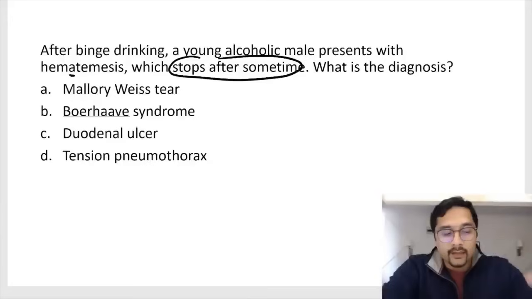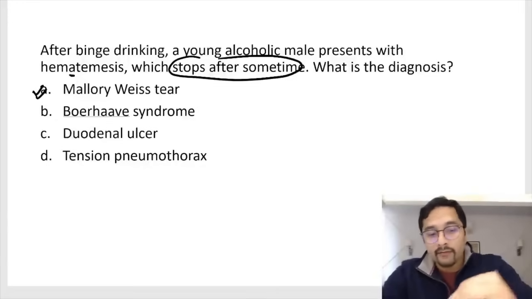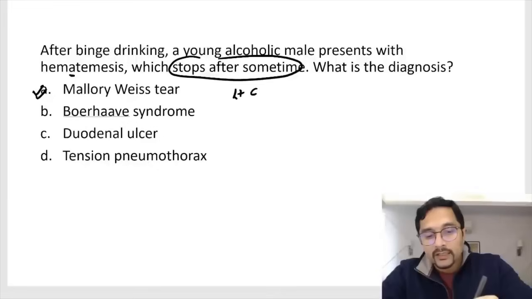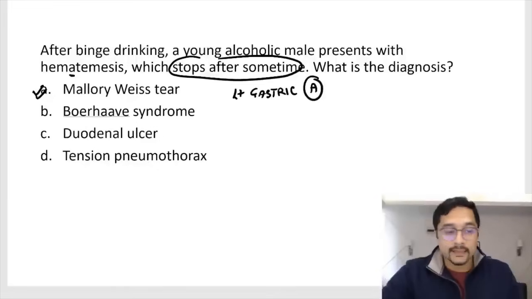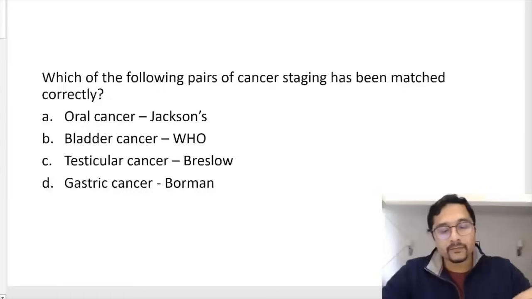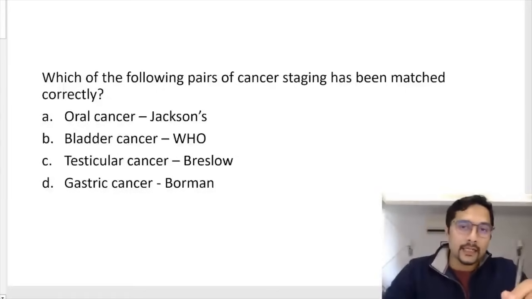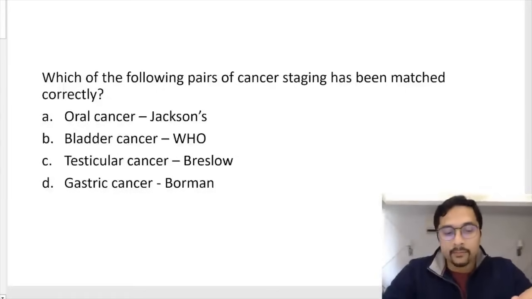So what was the other condition I told you? Mallory-Weiss tear. This is a Mallory-Weiss tear, which is a tear in the lower half of the esophagus, extends onto the cardia. The vessel which bleeds is the left gastric artery, but it is self-limiting. Okay. This question was asked last year in the FMG exam.